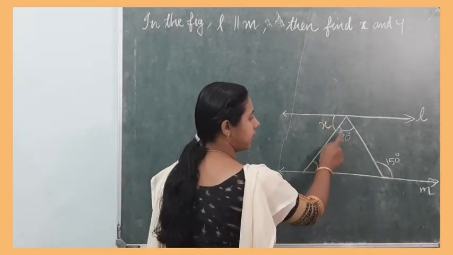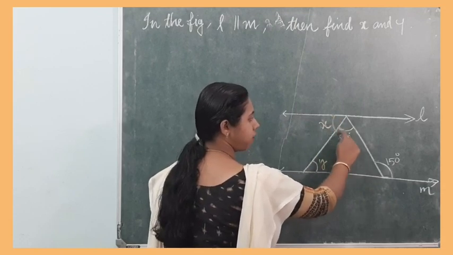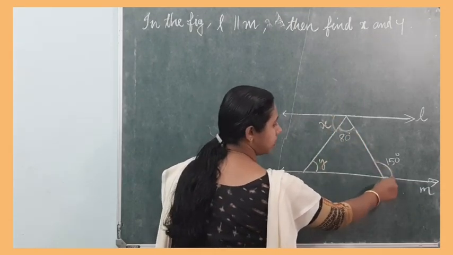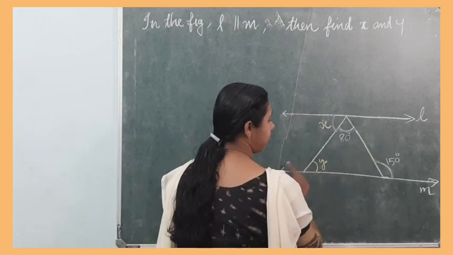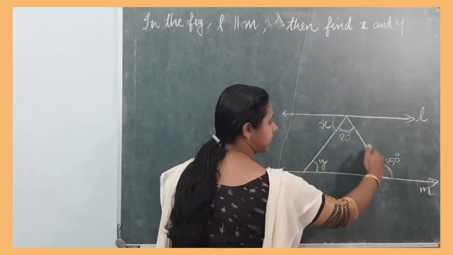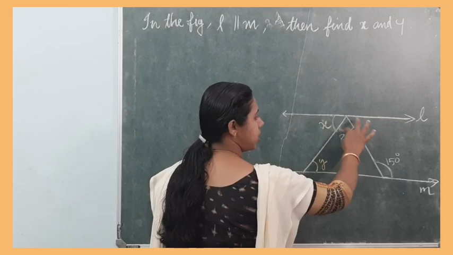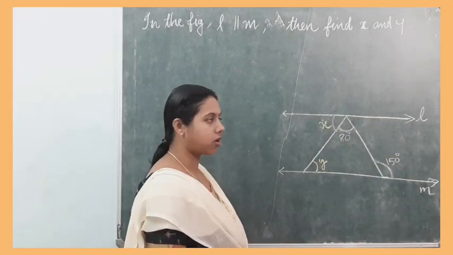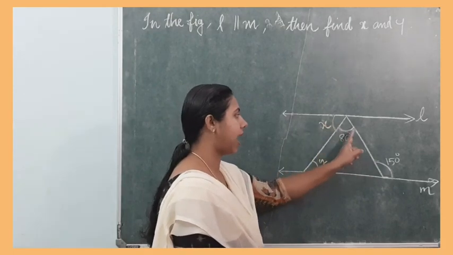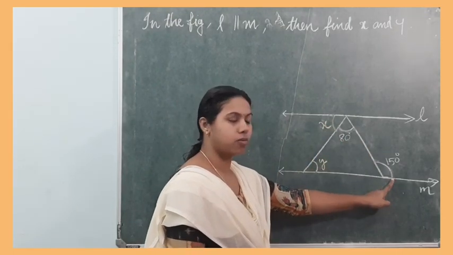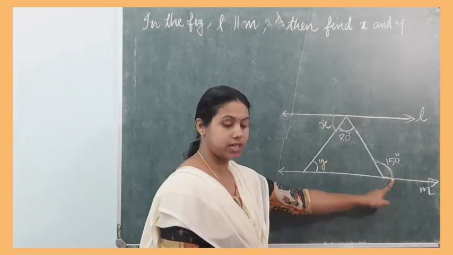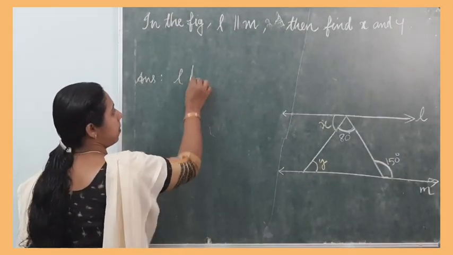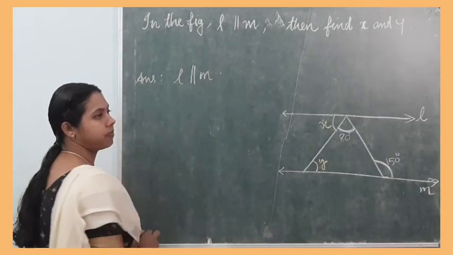Sum of x plus 80. The sum of these two angles equal to this angle. So this is the line and this is the transversal. So these two are alternate interior angles. Not only x plus 80, the whole angle is equal to angle 150 degree. So here L parallel to M.